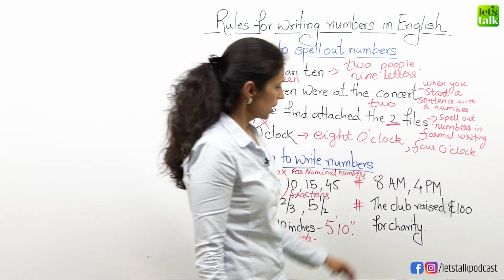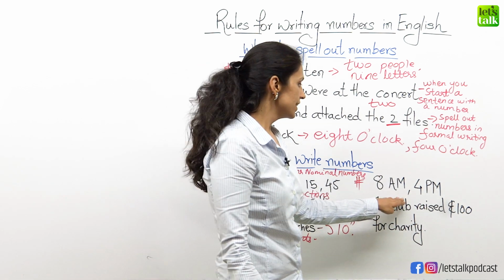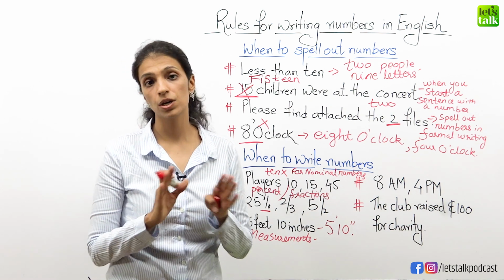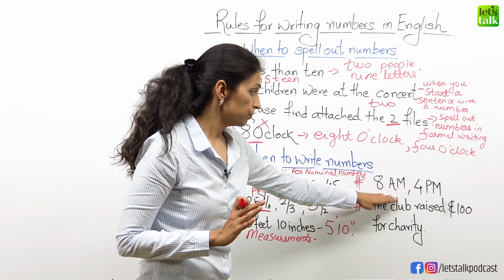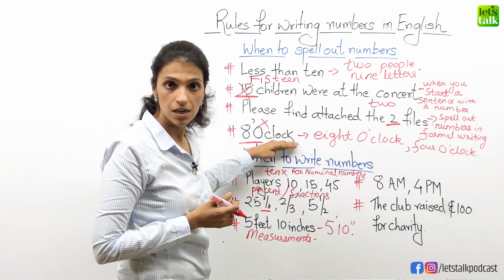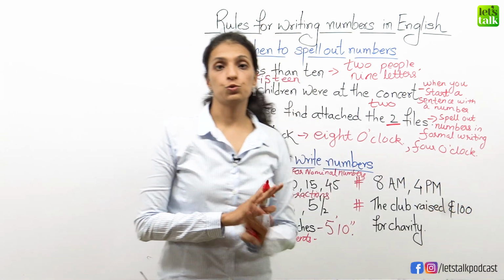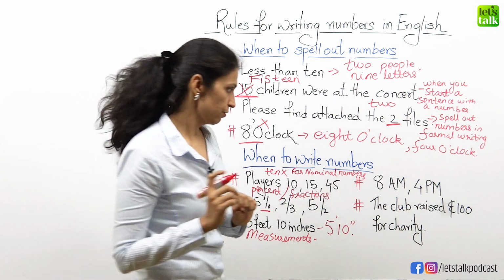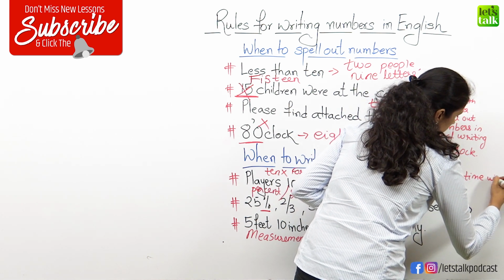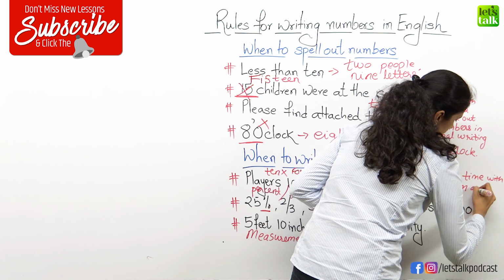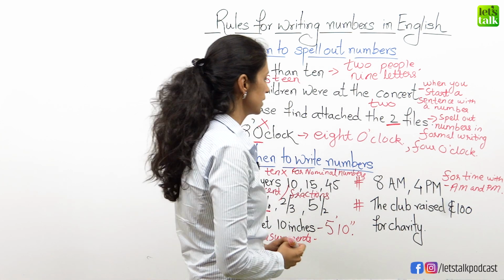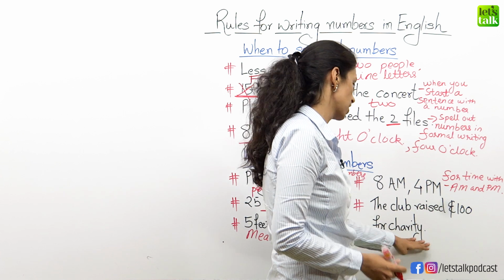Okay. Well, the next one, I have something time related over here. So you have 8 a.m., 4 p.m. Now when you have a.m. and p.m., you need not spell out the number, use the numerical form. Unless you are using o'clock, then you will spell out eight o'clock like we just learnt here. But if you have AM and PM, you don't spell out the time, you use the numerical form. Okay, so remember this.